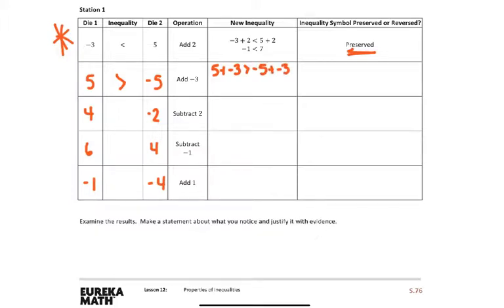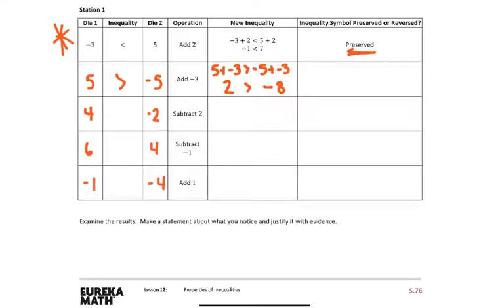Now I'm going to actually carry out the addition of -3 to both sides of my inequality. So 5 plus -3 is 2. So here on this side of my inequality, I've got 2. And then on the other side, -5 plus -3, remember when we're adding 2 negatives, it equals a larger negative number. So we have -5 plus -3 equaling -8. Now, I can keep my inequality symbol the same because 2 is greater than -8.